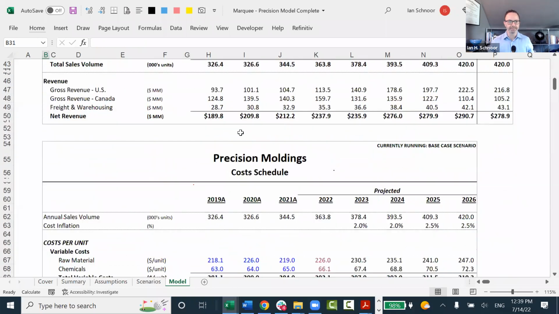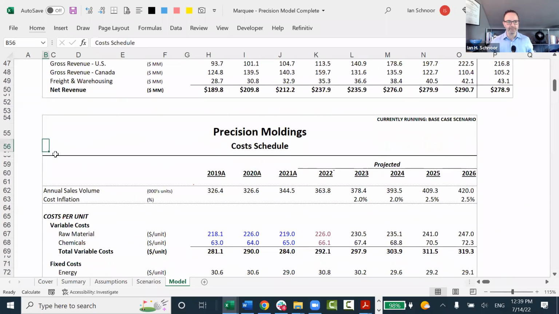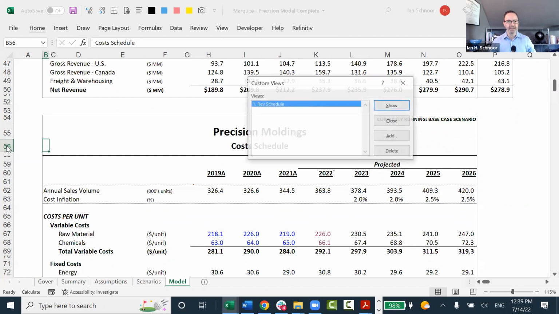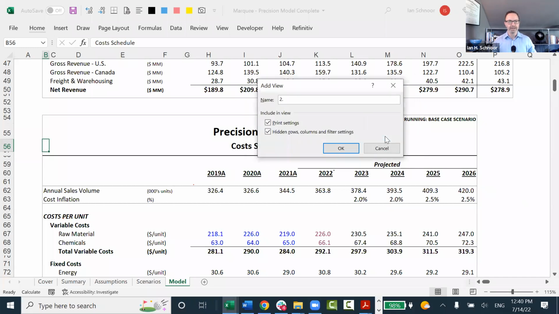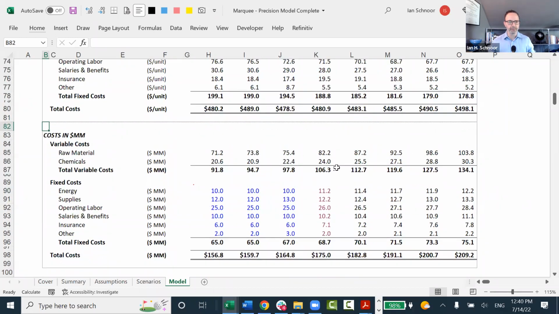Let me do one more. I'll do another one. 2 more. Let me go to my cost schedule. Look what I'm doing. I'm going to put my cursor in the cost schedule and type in Alt-VV. Now, the first one is here. I will add the second one. The second one is called cost schedule.